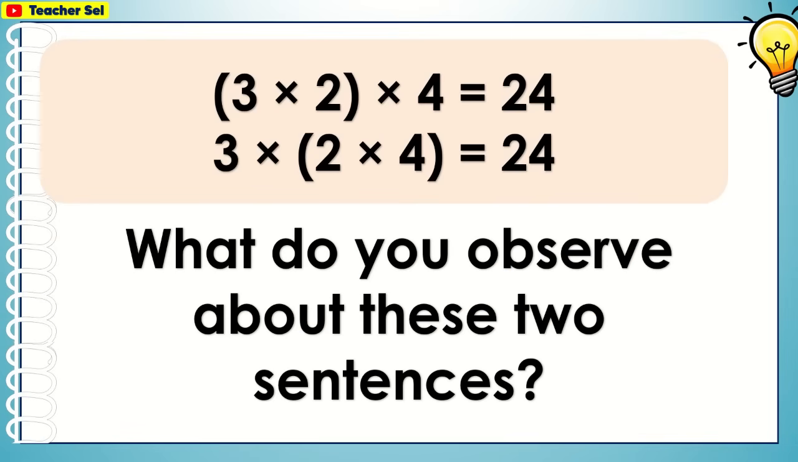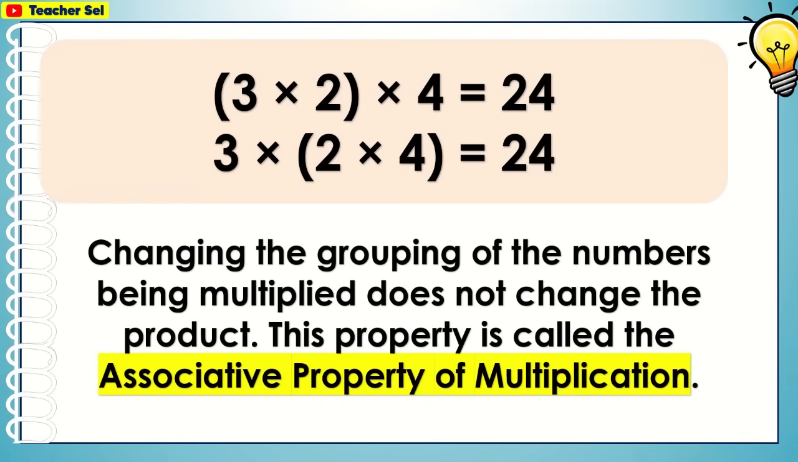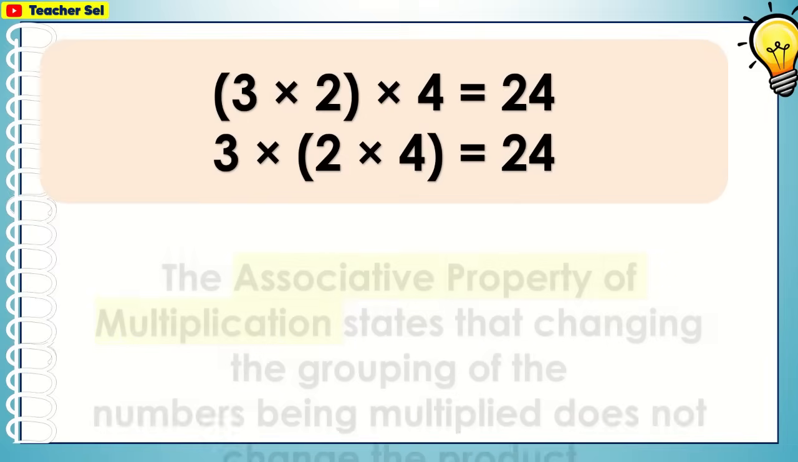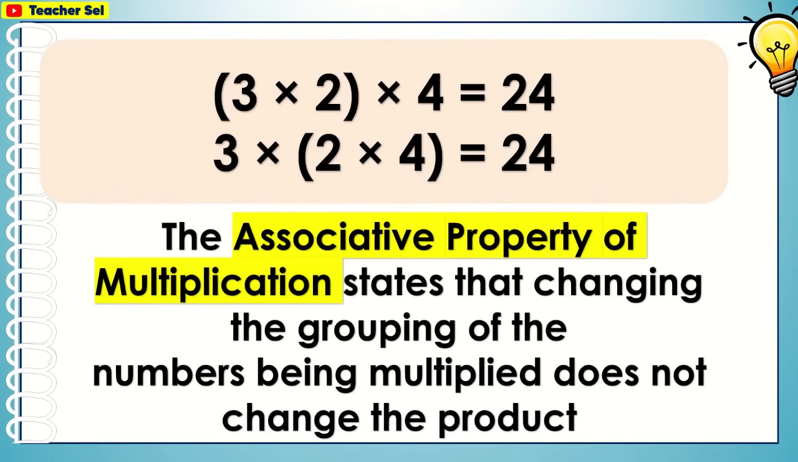What do you observe about these two sentences? Changing the grouping of the numbers being multiplied does not change the product. This property is called the associative property of multiplication. The associative property of multiplication states that changing the grouping of the numbers being multiplied does not change the product.